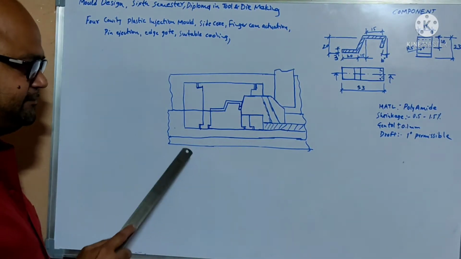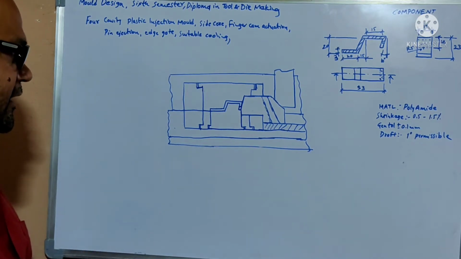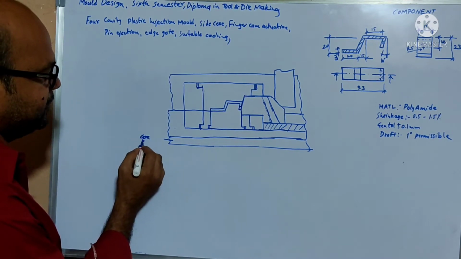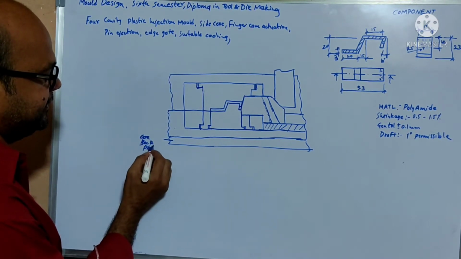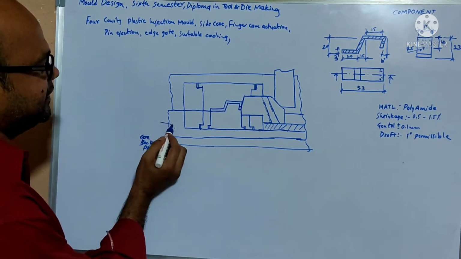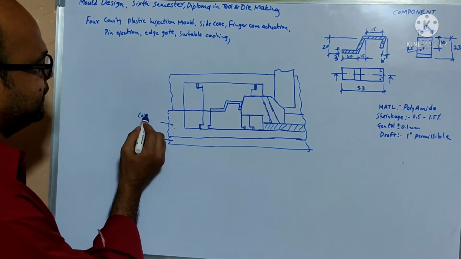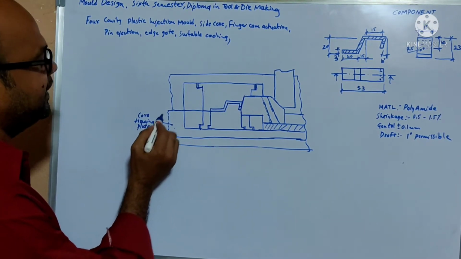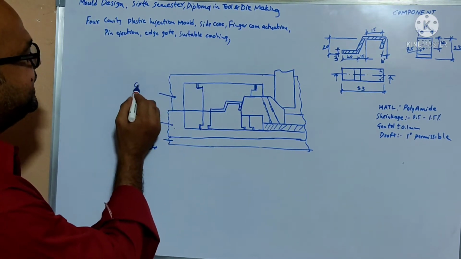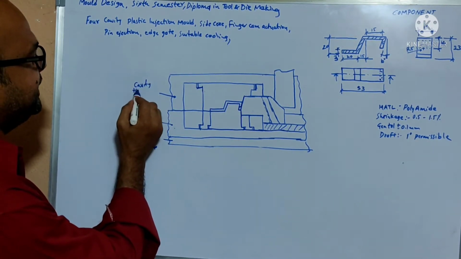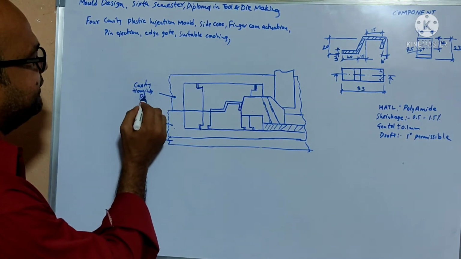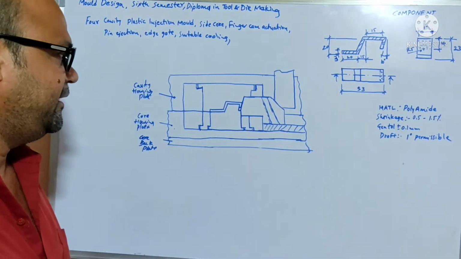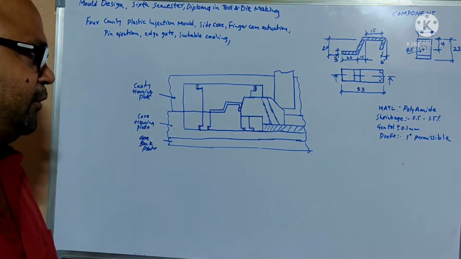Here you are observing this one is the core back plate. Here you are observing the core housing plate, and this one is the cavity housing plate. These are the main plates we are using in the mold design.